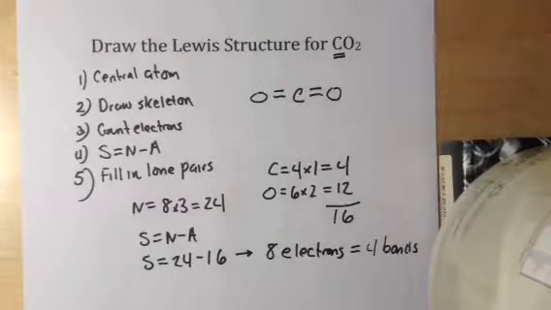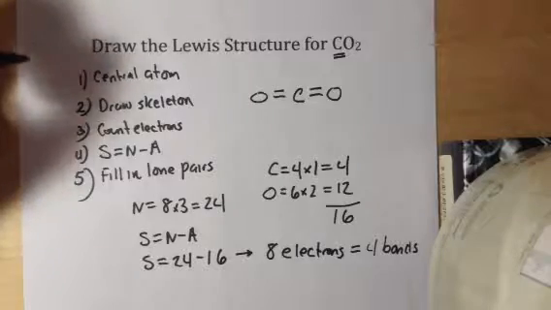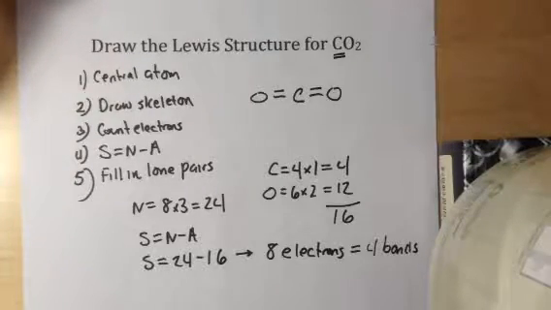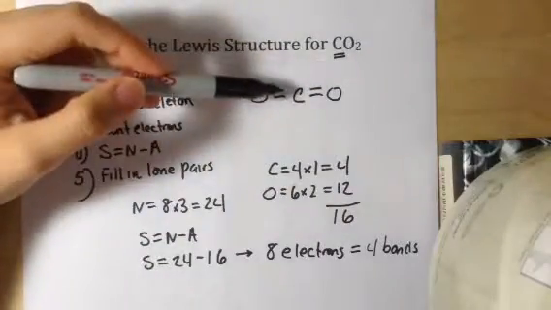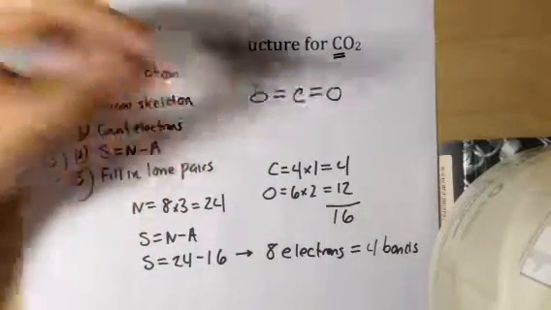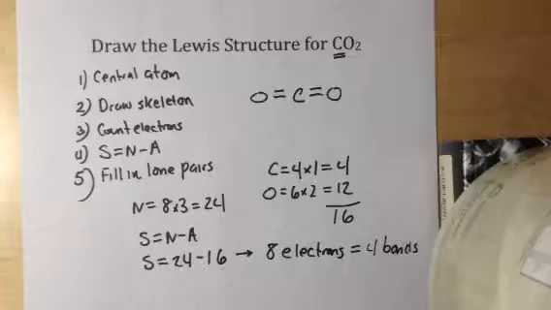And then the last step is fill in the lone pairs. So we need to make sure we've given all of the electrons available a home. So here we had 16 available. We've only given a home to 2, 4, 6, 8. So we still need to give a home to another 8.